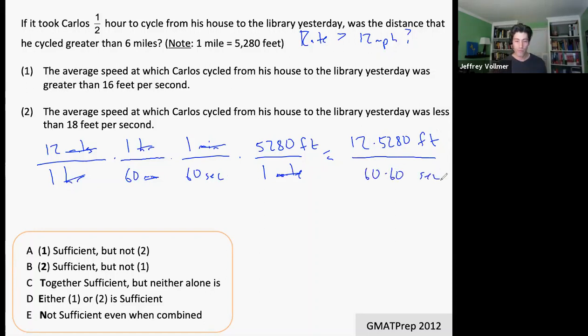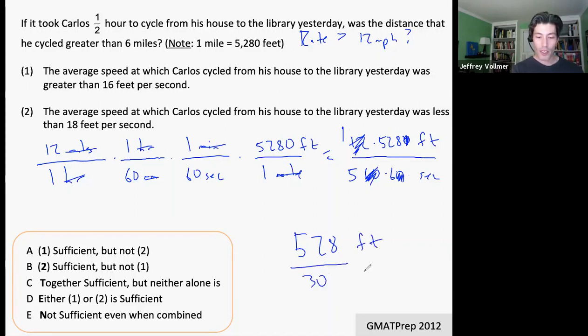We should be able to clean that up a little bit, okay? 12 over 60 is a fifth, so I'm just going to take care of that here. It becomes 1/5. Well, 5,280 and 60 both end in 0, so you can factor out a 10 from both of those. That should go away. Let me just write it down here and clean this up. 1 times 528 is still 528 feet per 30 seconds.